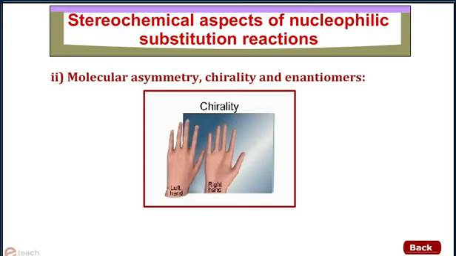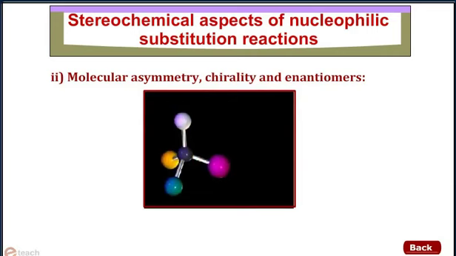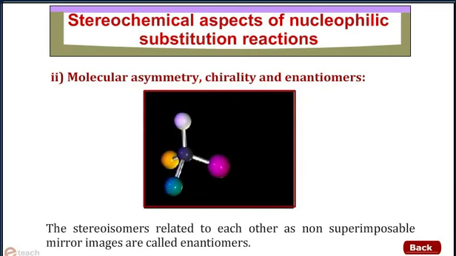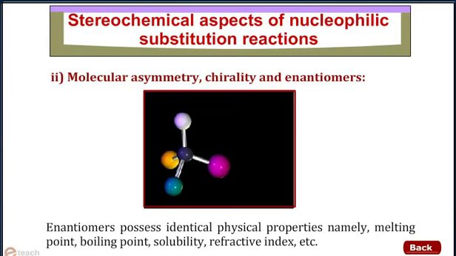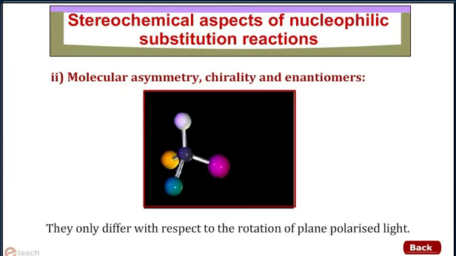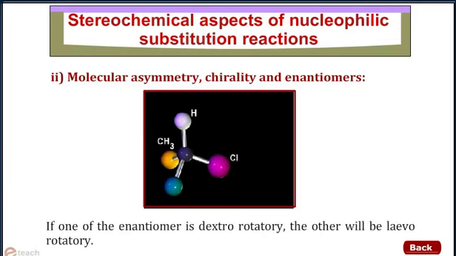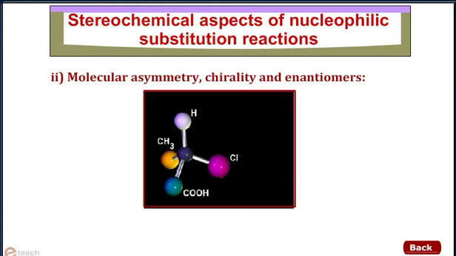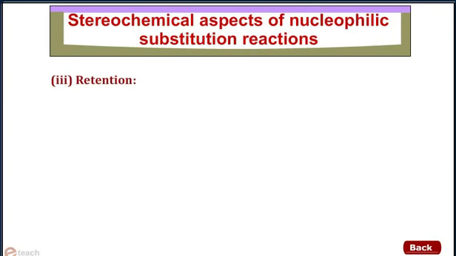molecular asymmetry, chirality, and enantiomers. The stereoisomers related to each other as non-superimposable mirror images are called enantiomers. Enantiomers possess identical physical properties, namely melting point, boiling point, solubility, refractive index, etc. They only differ with respect to the rotation of plane polarized light. If one of the enantiomers is dextrorotatory, the other will be levorotatory. The third one is retention.